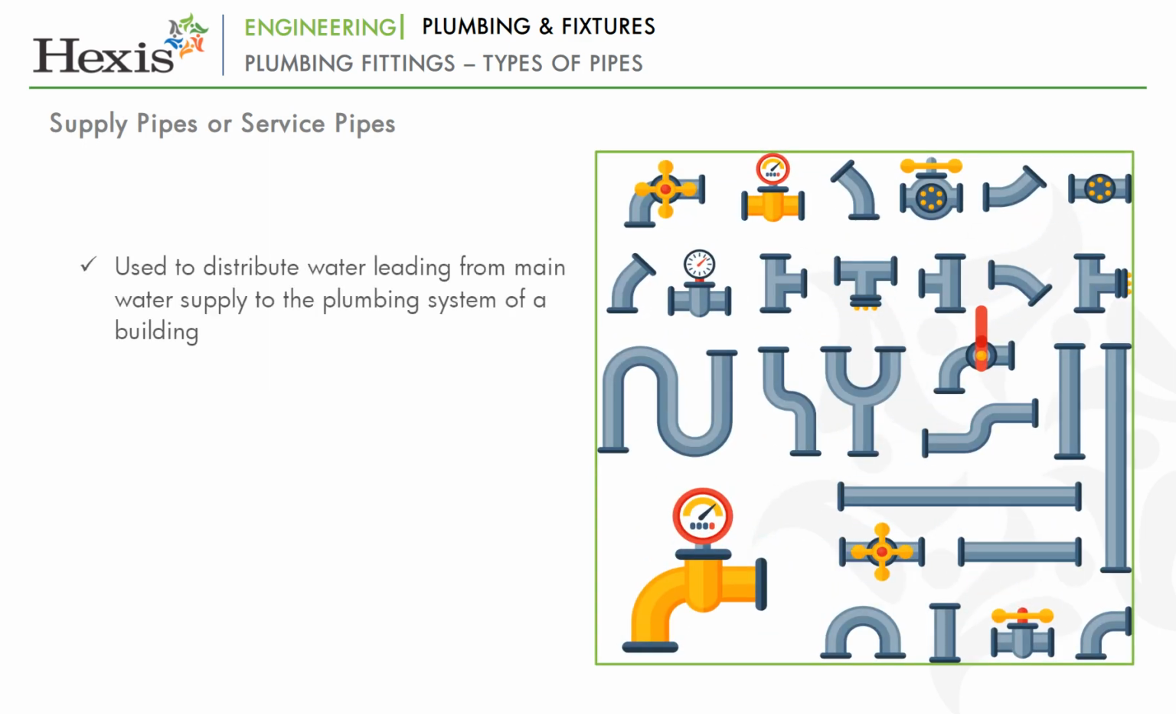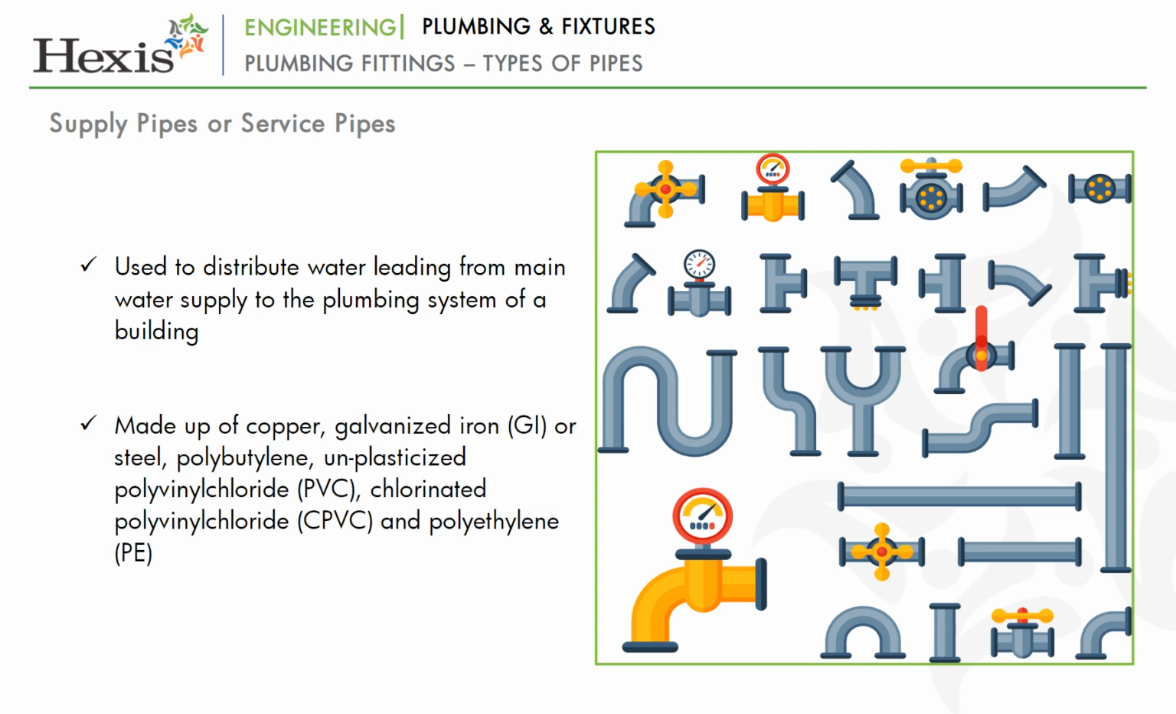Pipes that are used to distribute water leading from the main water supply to the plumbing system in a building are known as service pipes or supply pipes. For the drinking water supply, pipes are made of different materials like copper, galvanized iron, that is GI, or steel, polybutylene, unplasticized polyvinyl chloride, that is UPVC, chlorinated polyvinyl chloride, that is CPVC, and polyethylene, that is PE.